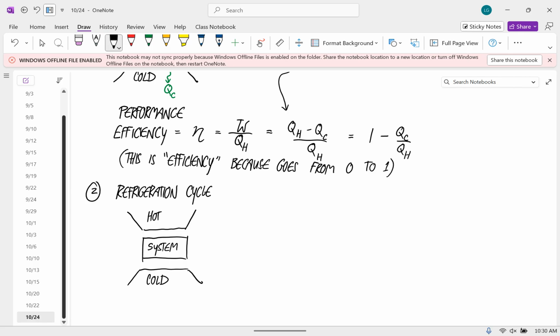And what we're trying to do in a refrigeration cycle is we're trying to take heat from the cold reservoir and output it to the hot reservoir. So this is our QH. Well, we know that that can't happen spontaneously. That is the Clausius statement of the second law of thermodynamics. You can wait for 1 billion years and you're never going to get your heat to just on its own go from the cold reservoir to the hot. So what we have to do is input some work.